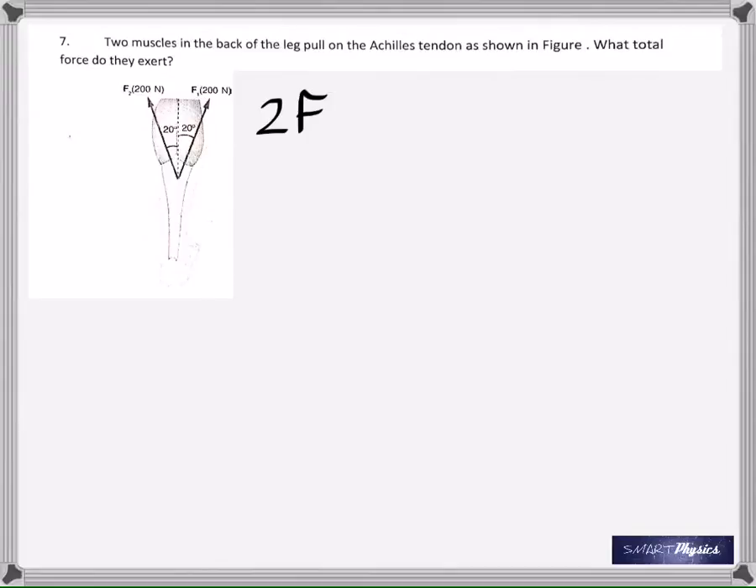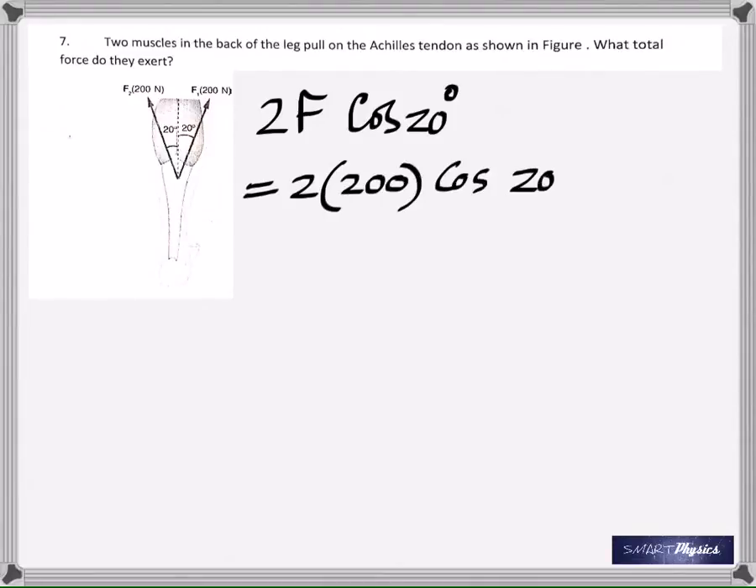And what would the vertical component be? Wouldn't it be cosine 20? Because you see that is the, when you complete the right angle triangle here, this is the adjacent side. So you would get each vertical component to be F cosine 20. So to get the total, you have twice that. So it's 2 times 200 cosine 20. That is the total force acting on the tendon.